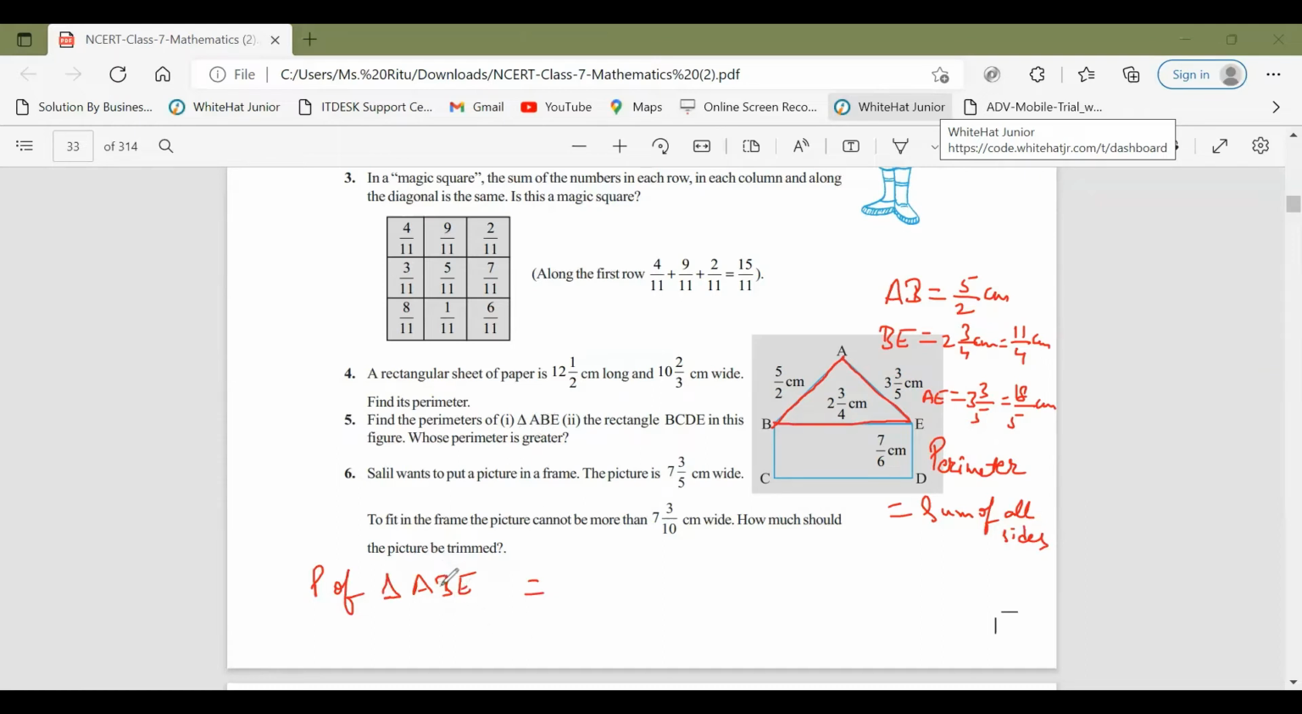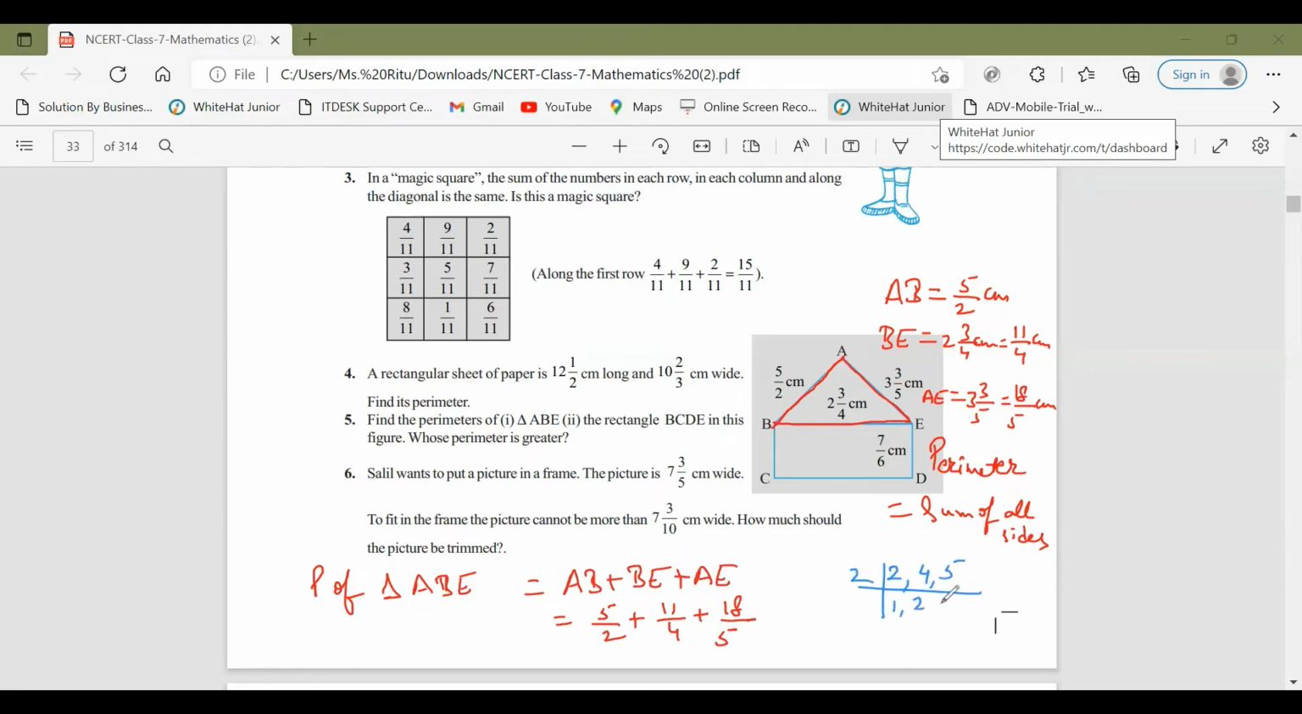Okay, so perimeter of triangle ABE equals to AB plus BE plus AE, and then you will put the values. AB is 5/2 plus BE is 11/4 plus AE is 18/5. So the fractions are unlike fractions. Convert into like fractions quickly and then add them. So quickly calculate the LCM. Let's see LCM of 2, 4 and 5.